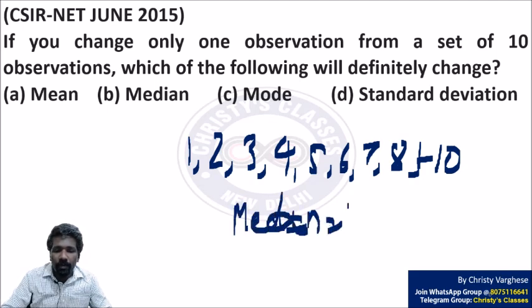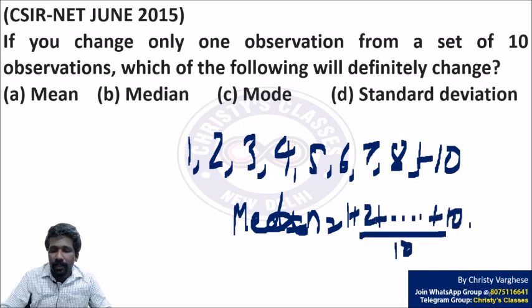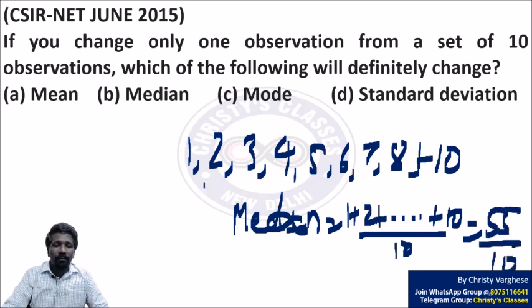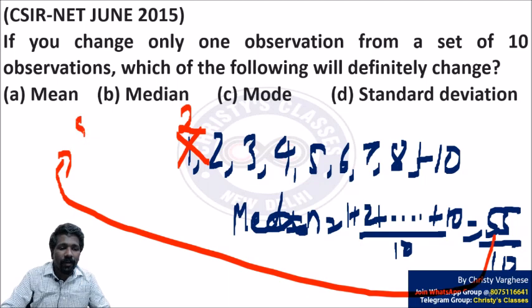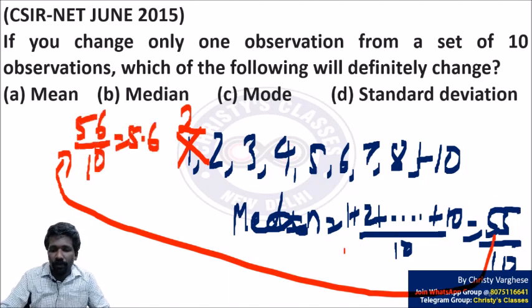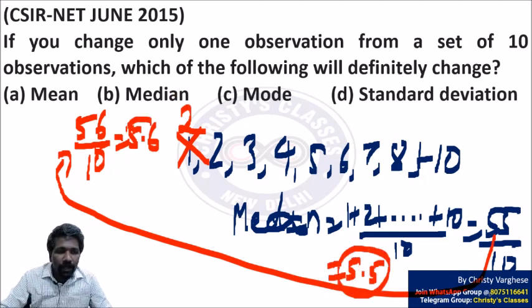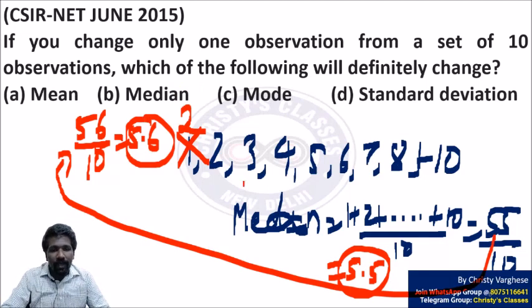How to find the mean? 1 plus 2 plus 3 up to 10, divided by 10. That is, the numerator is 55, so 55 by 10. If you change any one observation here, say you change one and put 2 here, then definitely 55 will change. 55 will become 56. 56 by 10 is 5.6. The previous arithmetic mean was 5.5. Now it is 5.6. So definitely it will change.